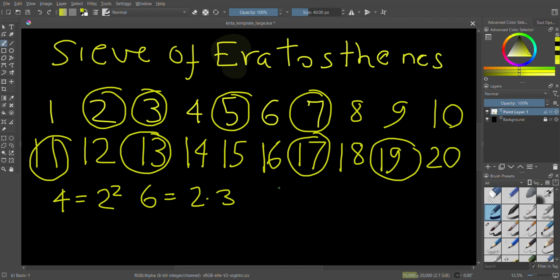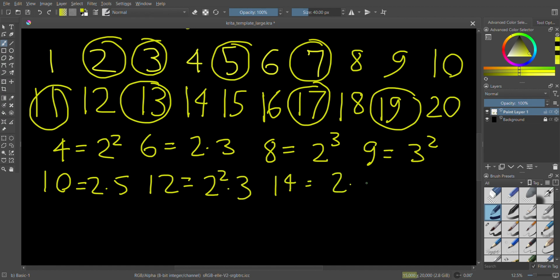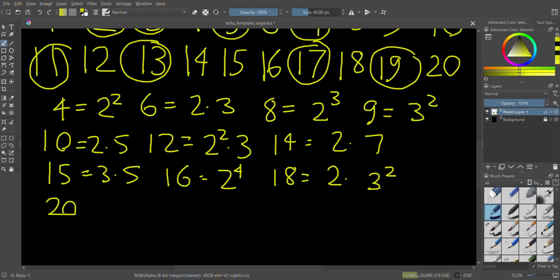8 is equal to 2 cubed, 9 is equal to 3 squared, and 10 is equal to 2 times 5. 12 is equal to 2 squared times 3. 14 is equal to 2 times 7. 15 is equal to 3 times 5. 16 is equal to 2 to the 4th. 18 is equal to 2 times 3 squared. And 20 is equal to 2 squared, which is 4, times 5.